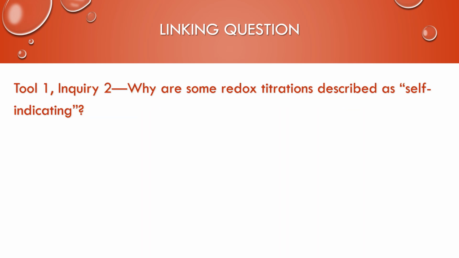Finally, why are some redox titrations described as self-indicating? A lot of times when we're doing redox titrations, we're using ions that are colorful. Typically, they'll have transition metals in them. And when they are changing oxidation state, they are changing color very frequently. And so when that reaction has reached the equivalence point, we can see a very distinct color change happening. So that acts as an indicator. We don't need to use any outside indicator for that.